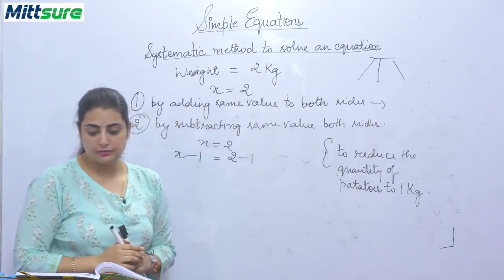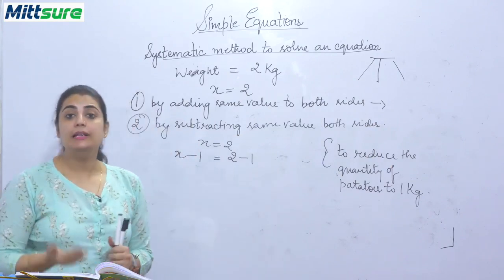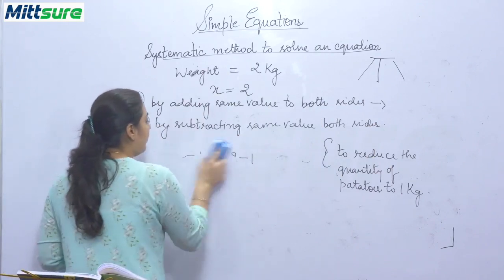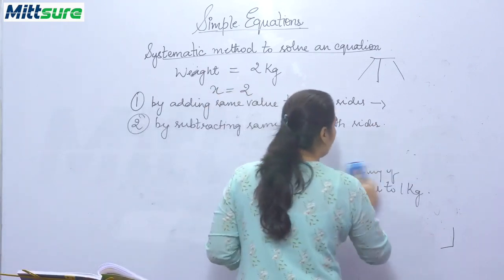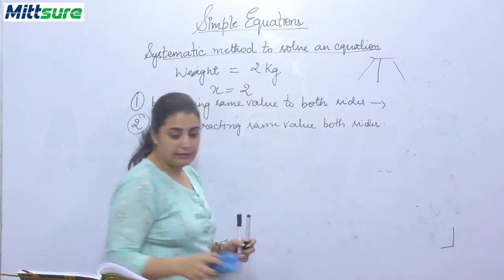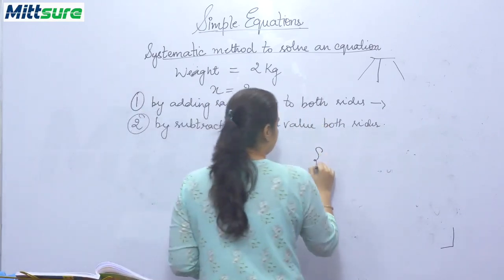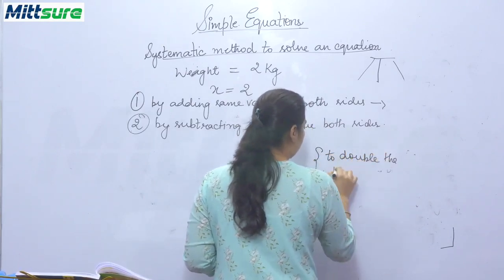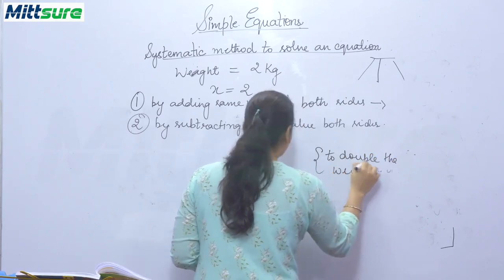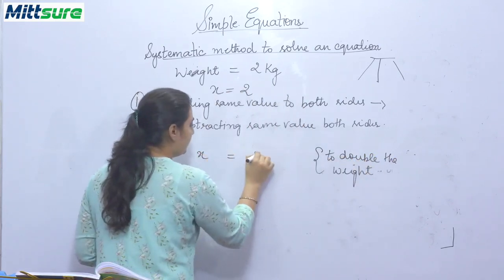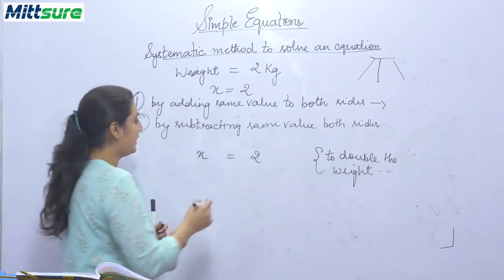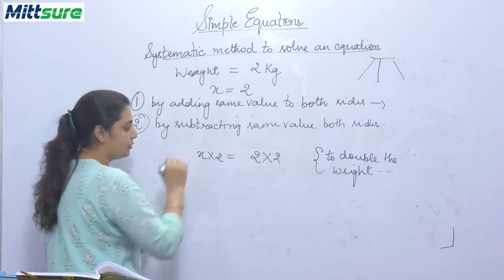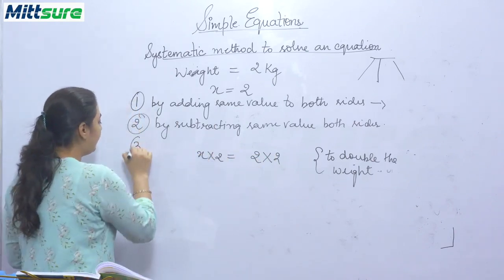Now, in the third case, I will be doubling the weight. I want to double the weight of these potatoes. So what is the actual situation? X is equal to 2. Doubling the weight means I will multiply this by 2. So obviously I am going to multiply this side also by 2. So what is the inference that I have got?